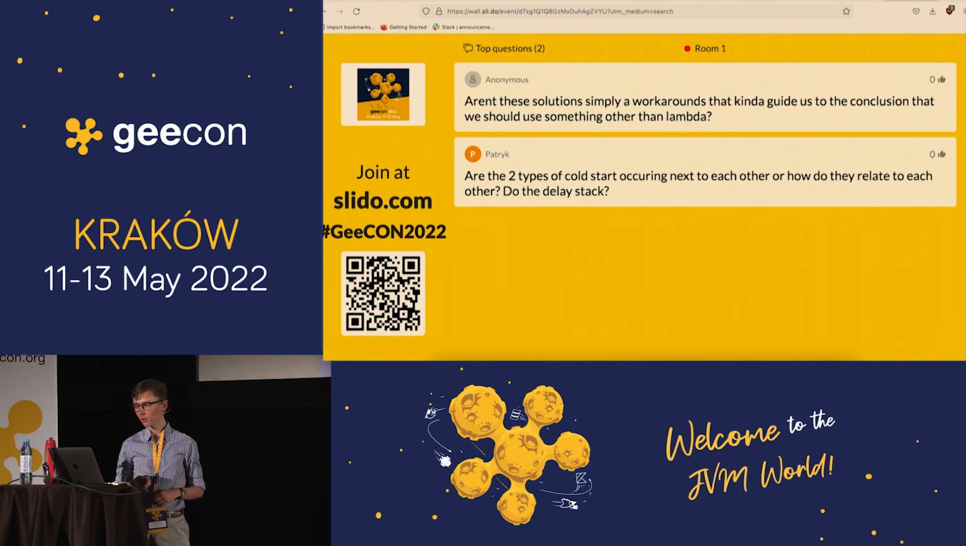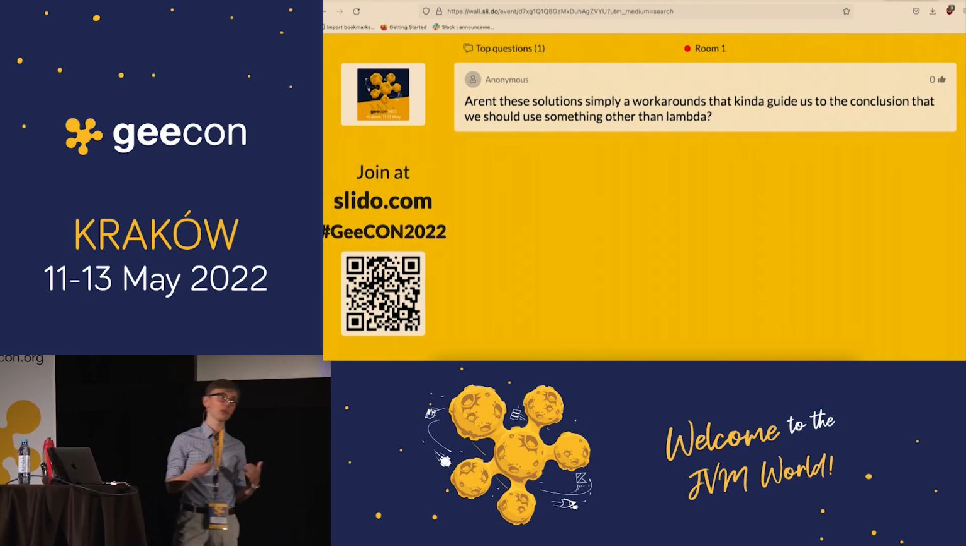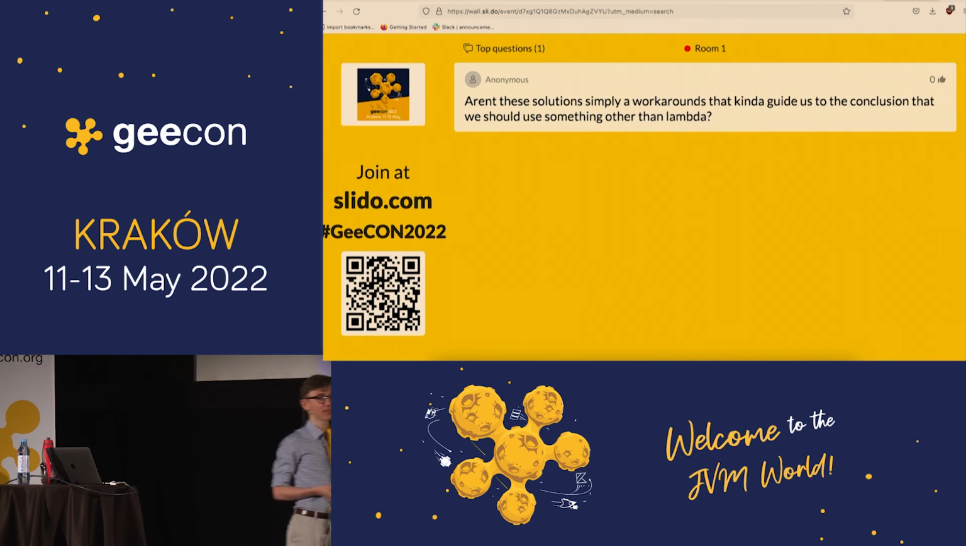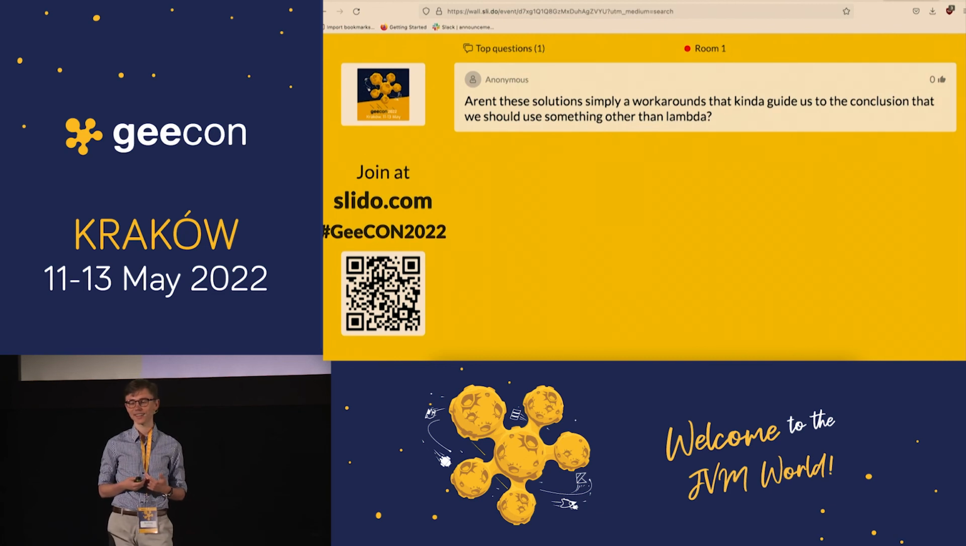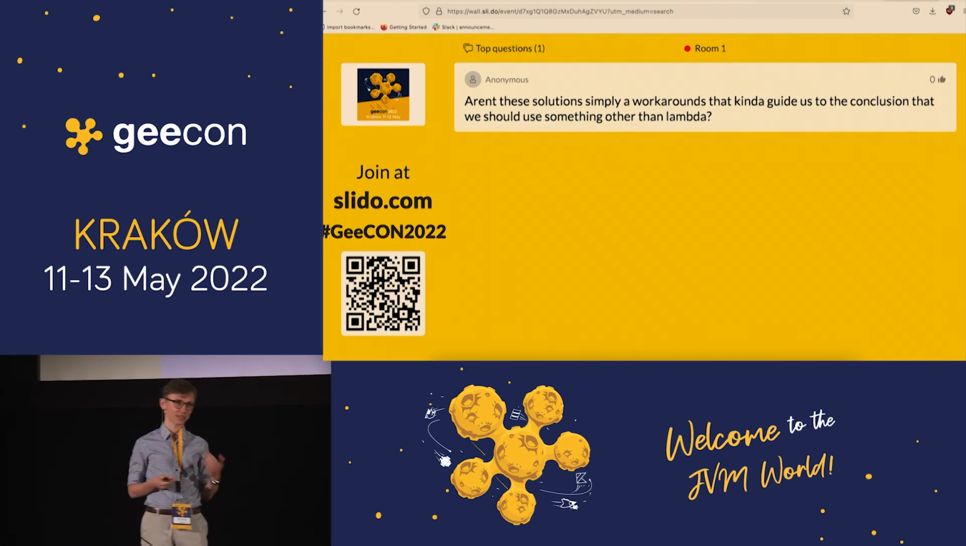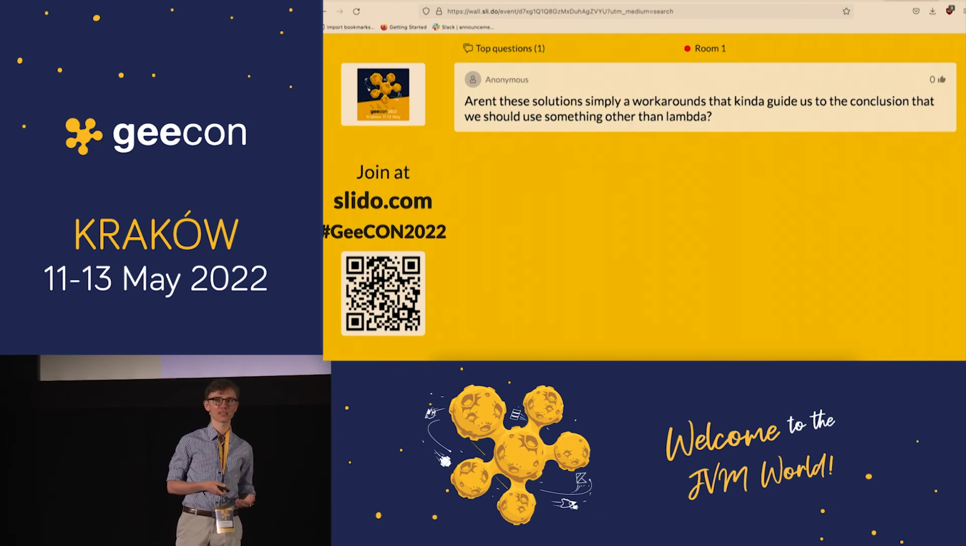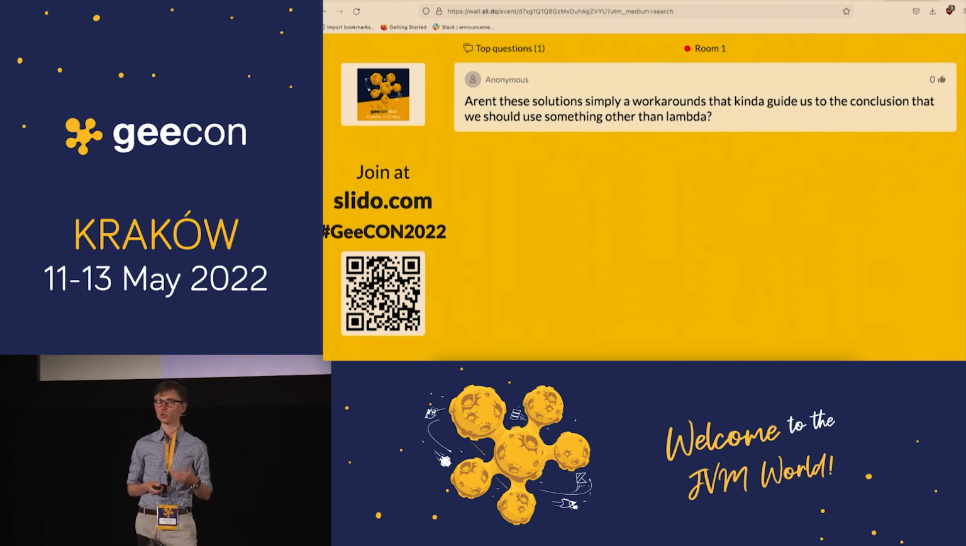Aren't these solutions simply workarounds that kind of guide us to the conclusion that we should do something other than Lambda? In my opinion, sort of yes. That was the idea behind my presentation, that AWS Lambda is not the best fit for all use cases. So you should keep those things in mind when making a decision.